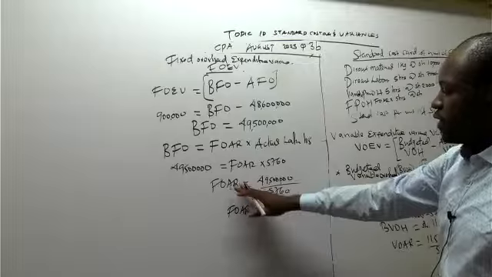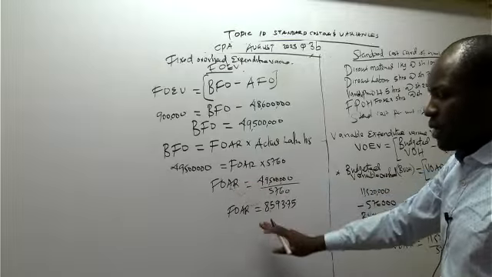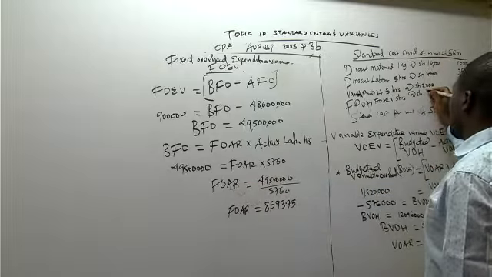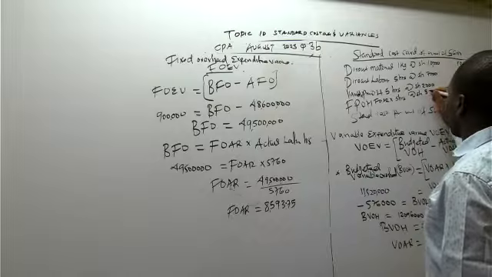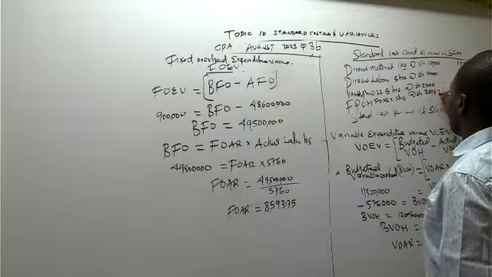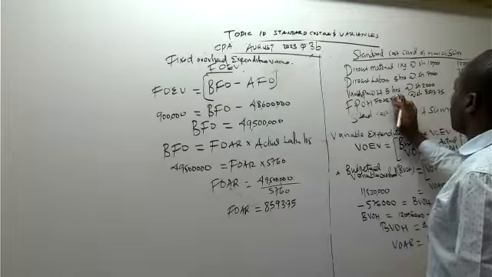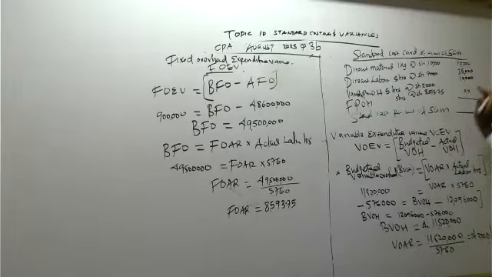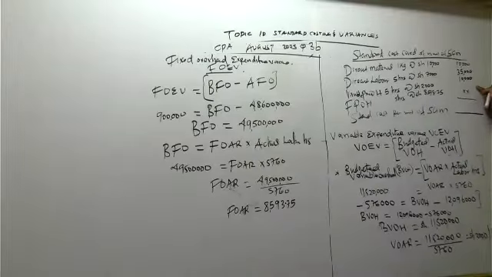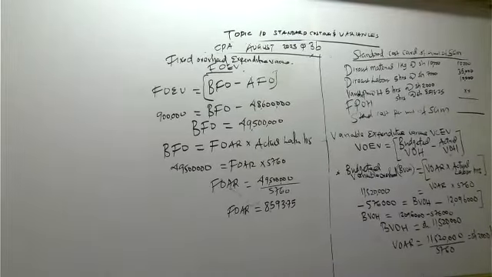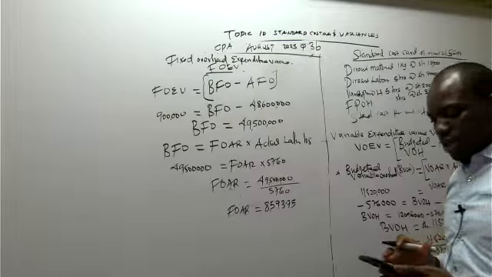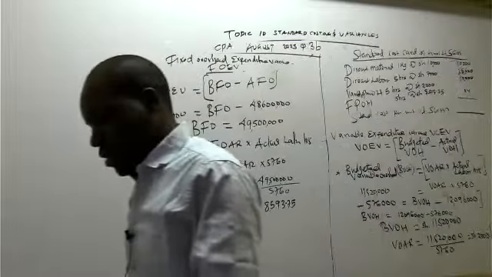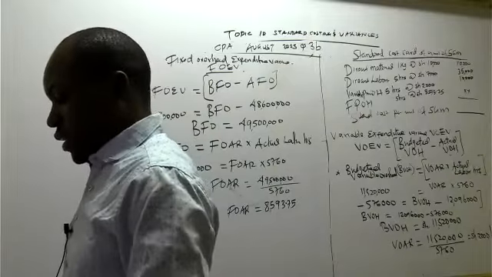We have found this fixed overhead absorption rate is in shillings per direct labor hour. So we come here, the 85.9375, and here we have 5 hours. So what do we get? What are we getting on that other side?